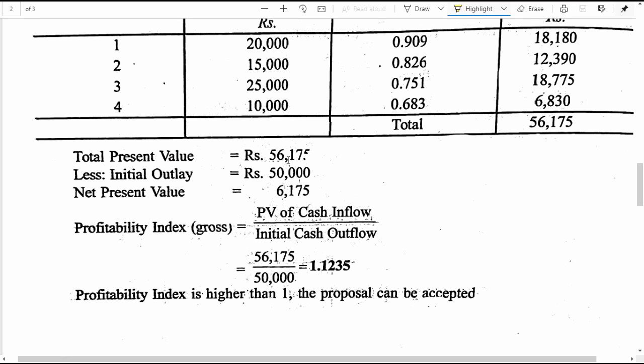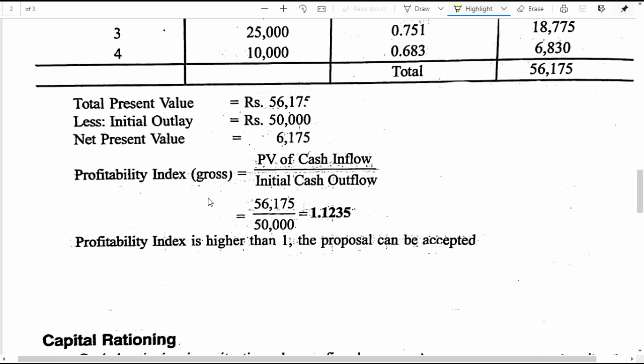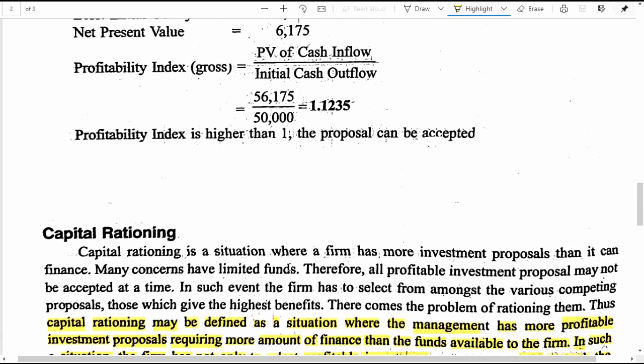Because profitability index represents a relationship between the total present value of cash inflows of the project and the total present value of cash outflow of the same project. But in addition, they have calculated net present value also for the project. It is positive. Now, profitability index: present value of cash inflows divided by the cash outflow. That means present value of cash outflow of the project. 56,175 divided by 50,000 gives us 1.1235 profitability index. Since this answer is greater than 1, the proposal or the project can be very well accepted.